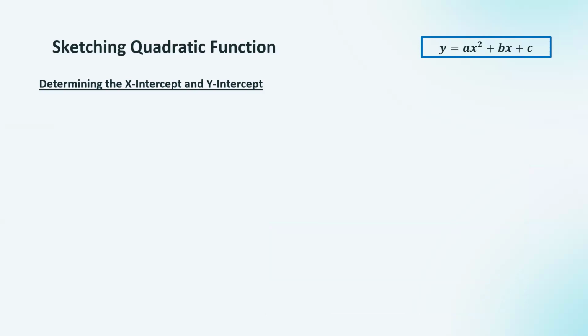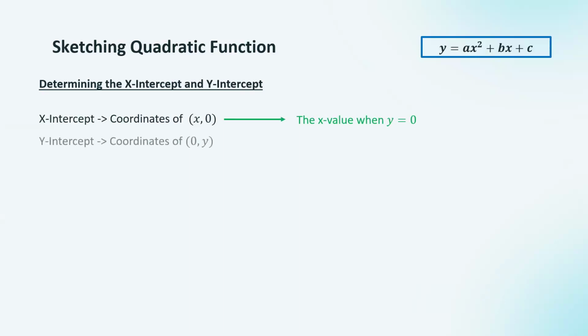Now, the next step is to find the x-intercept and the y-intercept. So the x-intercept is actually the coordinates in the form of x, 0. Technically, you need to find the x value when the y is 0. And then for the y-intercept, it's going to be in the coordinates of the form 0, y. And this basically means you need to find the y value when the x is 0. Let's try to take a look at the examples.